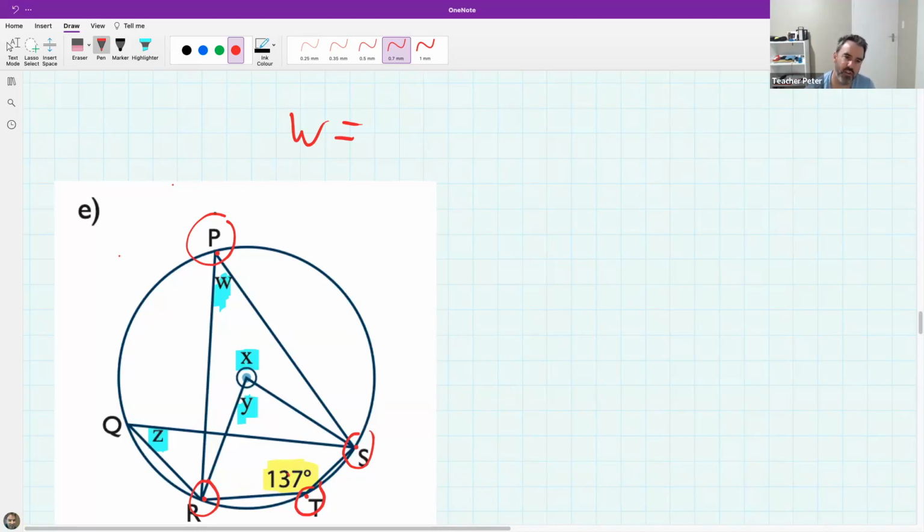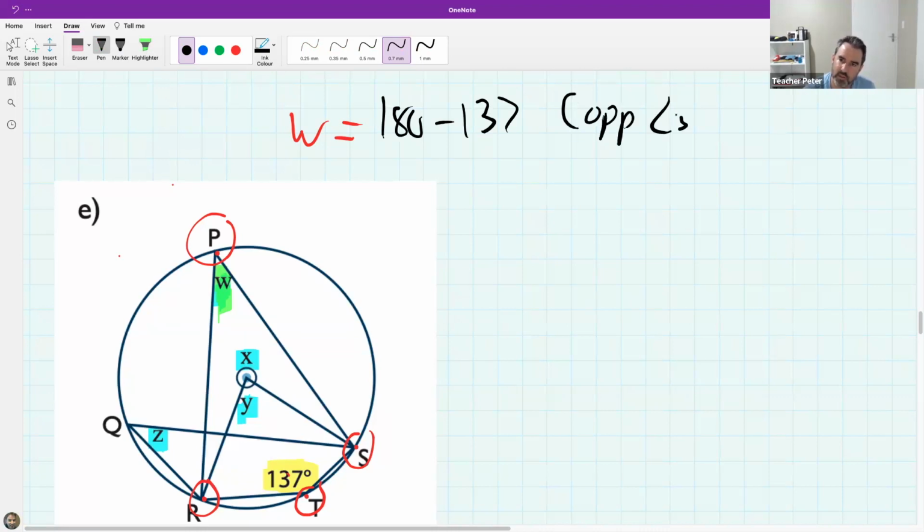I think there's a relationship between the W and the yellow bit there. And I think these are opposite angles in a cyclic quad. And so what we would do is W would be 180 minus 137. And the reason would be opposite angles cyclic quad. And then W must be 43 degrees.